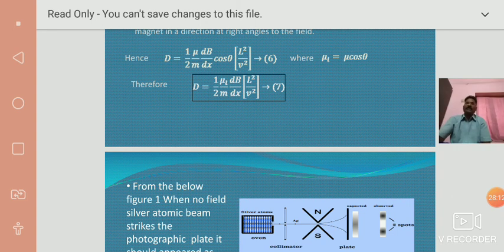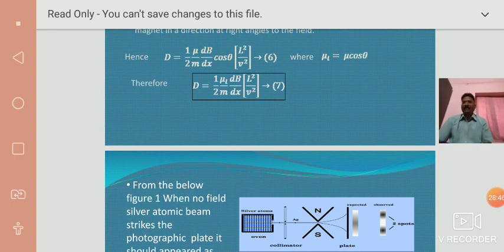Due to this equation, the silver atom is displaced or oriented in an external magnetic field. This is the reason for the space quantization of the vector atom model. Therefore, the theoretical values and the experimental values agree very closely. Hence this experiment successfully explained the concept of space quantization in the vector atom model.